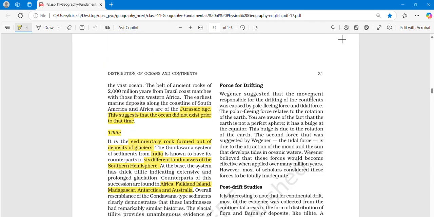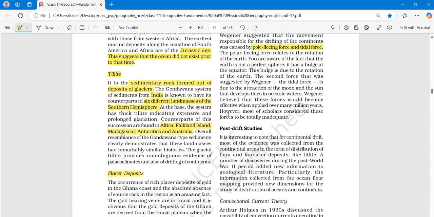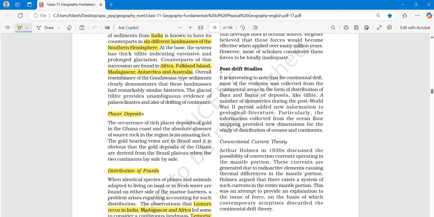Wegener suggested that the movement responsible for drifting was caused by pole-fleeing force and tidal force. Pole-fleeing force relates to the rotation of the Earth. The Earth is not a perfect sphere; it has a bulge at the equator, due to its rotation. The second force is the tidal force, the attraction of the Moon and the Sun that develops tides in oceanic water. Wegener believed that these forces would become effective when applied over many million years. However, most scientists consider these forces totally inadequate.